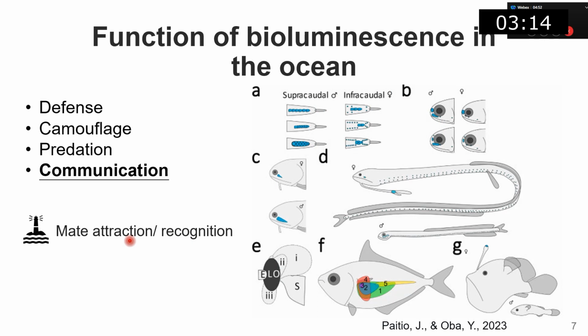The last function of bioluminescence is communication. In the picture, we can see that the male and the female have different bioluminescent patterns. That means this pattern can be used for attraction or recognition within the same species.